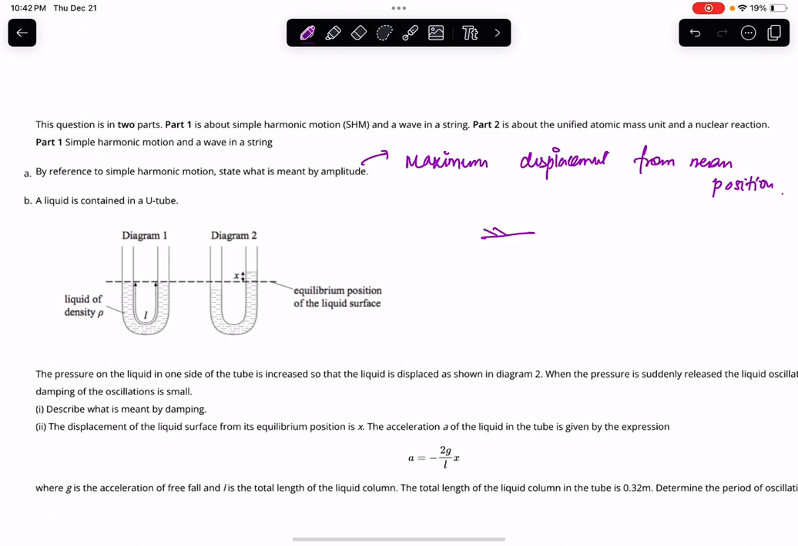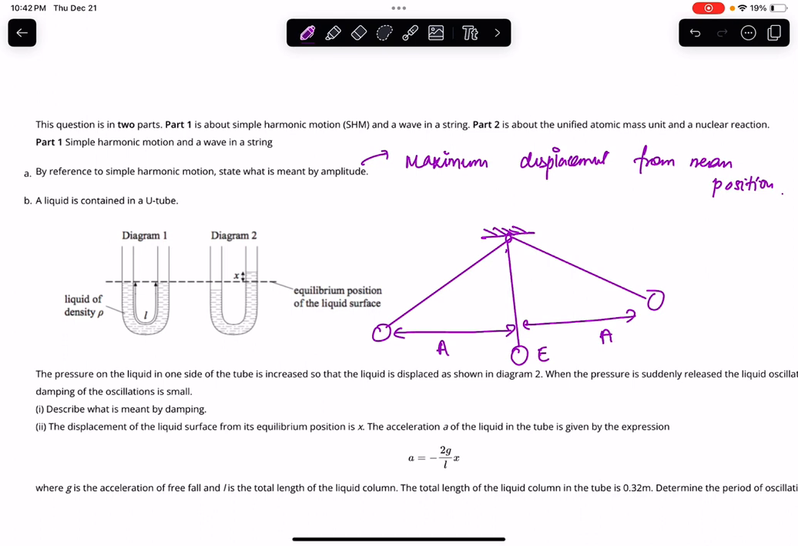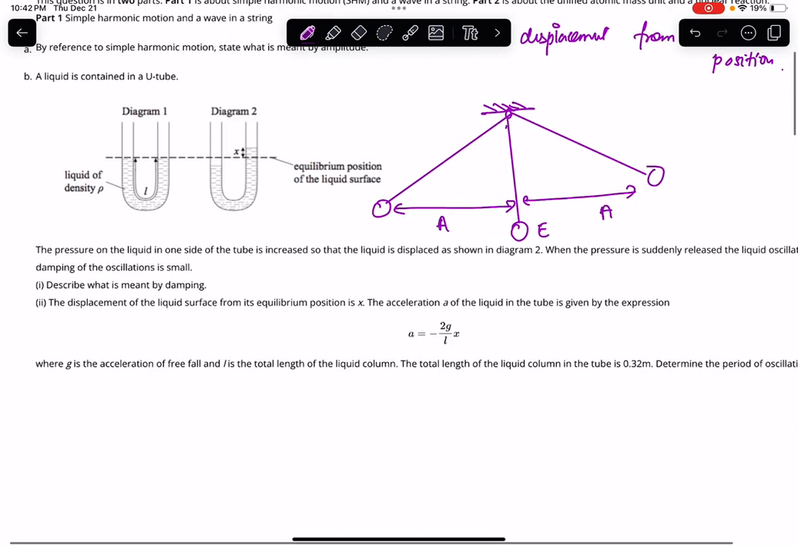So if you look at it in terms of our simple pendulum, then we know that for the pendulum, you're going to have the equilibrium position at the center. This is the equilibrium, and then the maximum displacement from this equilibrium position is going to give you your amplitude, which is over here. Okay, so amplitude is the maximum displacement from the mean position.